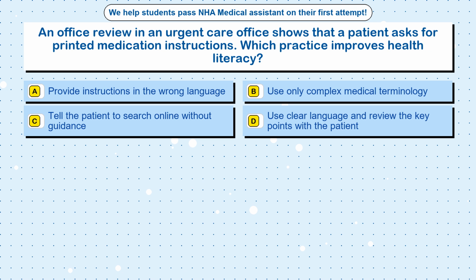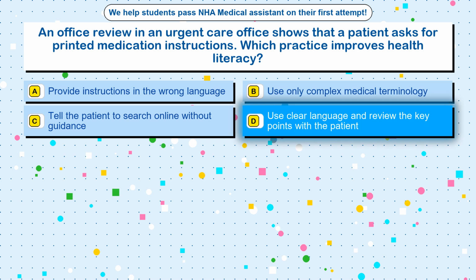Question 67. An office review in an urgent care office shows that a patient asks for printed medication instructions. Which practice improves health literacy? Option A, provide instructions in the wrong language. Option B, use only complex medical terminology. Option C, tell the patient to search online without guidance. Option D, use clear language and review the key points with the patient. The correct answer is option D.